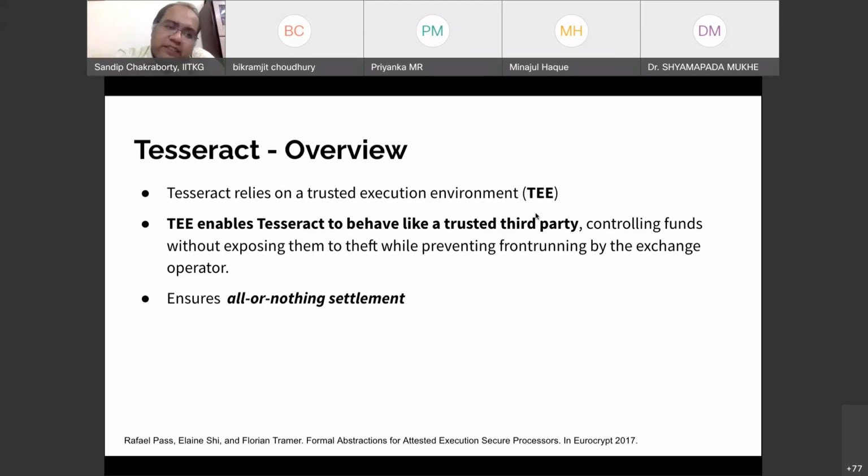Now, in the context of Tesseract, the TEE enables Tesseract to behave like a trusted third party. That means this kind of cryptographic exchange, the instructions corresponding to that, you execute on top of a TEE environment. And the TEE environment is supporting this kind of atomic execution of the transaction. So the TEE ensures that either all the subcomponents of the transaction will get executed or none will get executed.